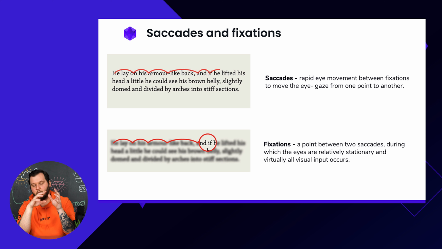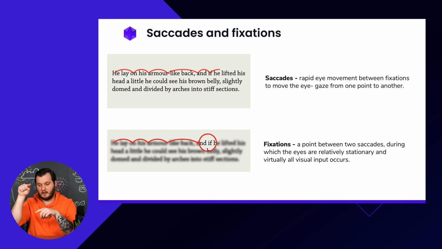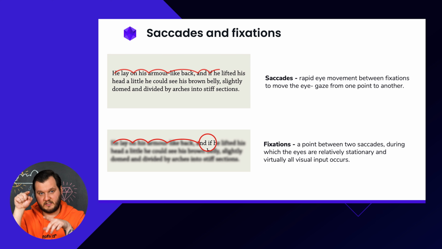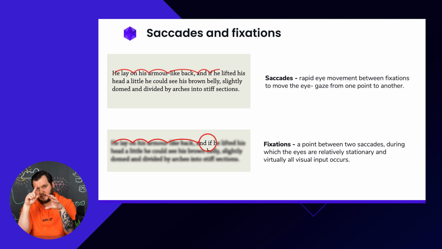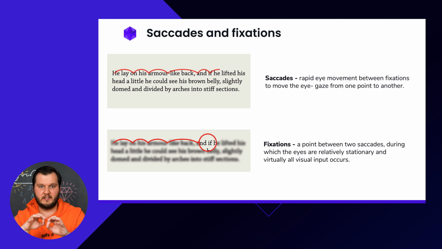The saccades are the moments where our eye is jumping and we just go from one point to another. And when we hit this point, right here on the presentation, this is a fixation moment. Fixations are points between two saccades during which the eyes are relatively stationary and virtually all visual input occurs. When we do saccades, we are obviously looking, but we are not really perceiving, so to speak. We don't take in information during the saccades, we take it in at the fixation points.